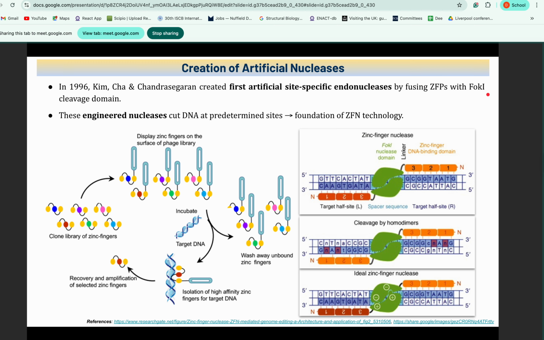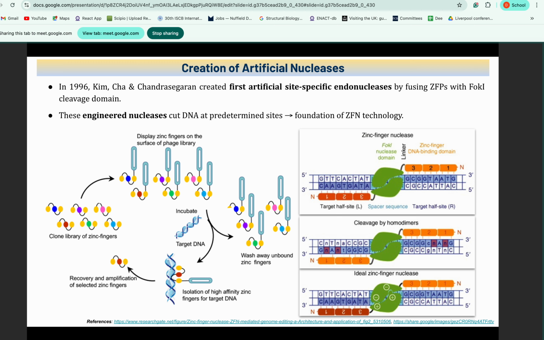When we look into the FokI domain, it has two regions. One region, the N-terminal domain, is responsible for binding to a particular region. If we remove that N-terminal region and replace it with our choice of ZFPs, then we can decide where this FokI will bind, where it will recognize. So in this way, this is our artificial site-specific endonuclease, where we are artificially selecting the site. And these engineered nucleases cut the DNA at predetermined sites, which we have decided. So this led to the foundation of zinc finger nuclease technology, in which we can decide where to cut, and later on we can make different modifications.